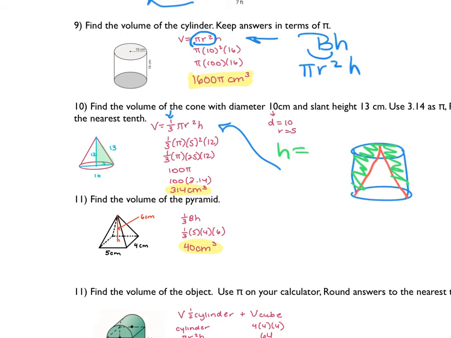Okay, let's look at the next one. Now it's a pyramid. So again, remember volume of the prisms was BH, but pyramids and cones, we add in the 1/3 in front of that BH. So my base is a rectangle, so 5 times 4, and then multiply it by how tall it is, and then either multiply it by 1/3 or divide by 3.